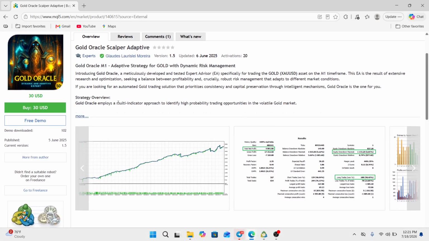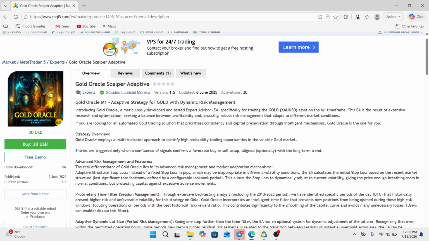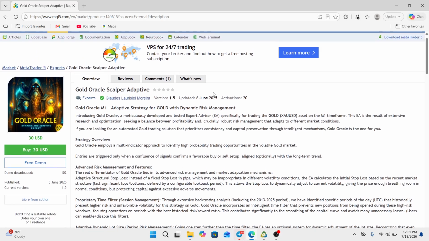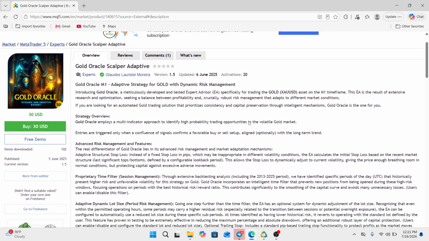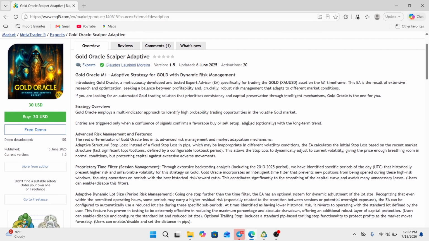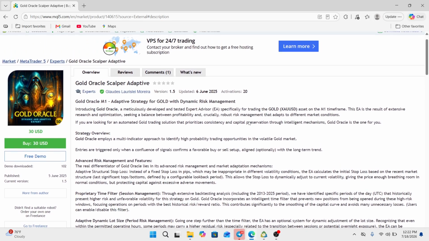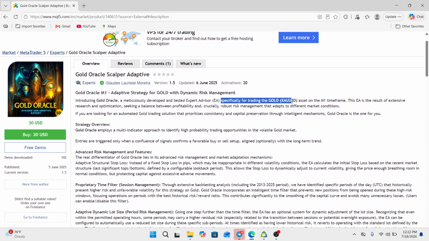Alright, so according to the MQL5 page, let's check this out. The Gold Oracle Scalper Adaptive EA uses a multi-indicator confluence approach for entries on gold. It combines things like the MACD, moving averages, CCI, ADX, and volume filters to only take high probability setups. Entries can optionally align with the longer term trend for better filtering. So as you can see, he claims that specifically for trading gold on XAUUSD on the M1 time frame.